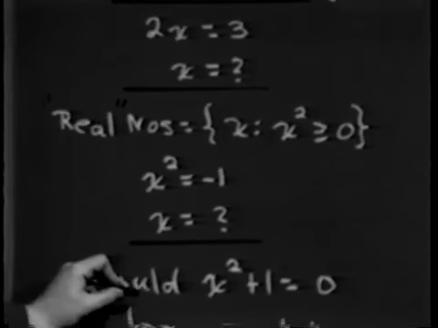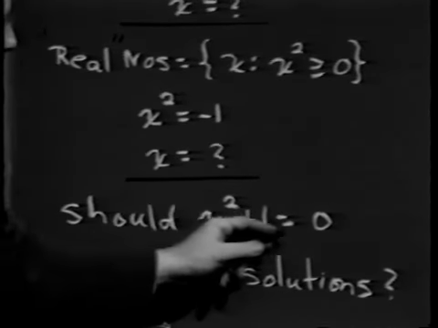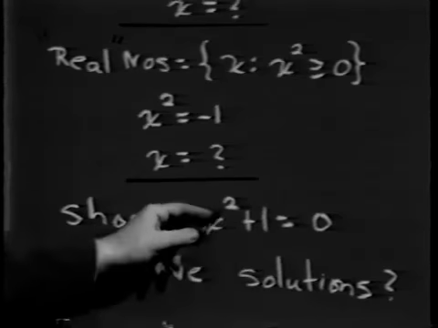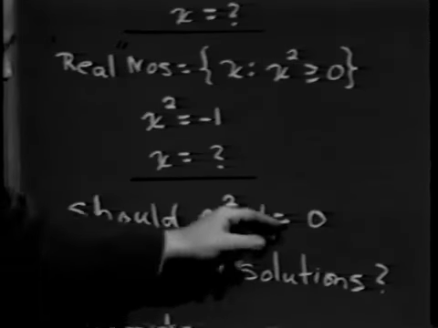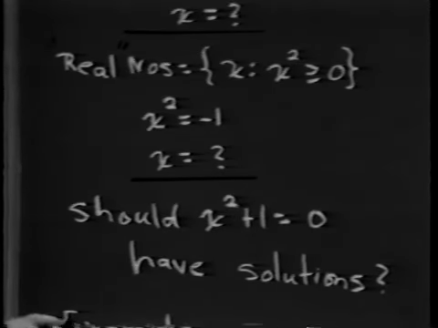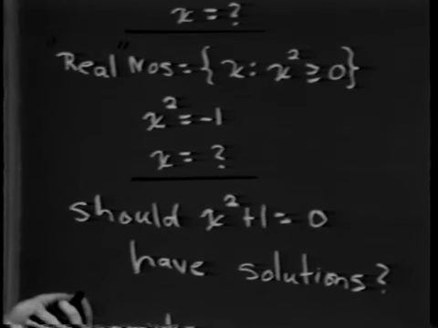To motivate why we would like the equation x squared plus 1 equals 0 to have solutions, which, of course, is just equivalent to x squared equals minus 1, let's go back to an example that we used when we first introduced exponents in part 1 of our course.